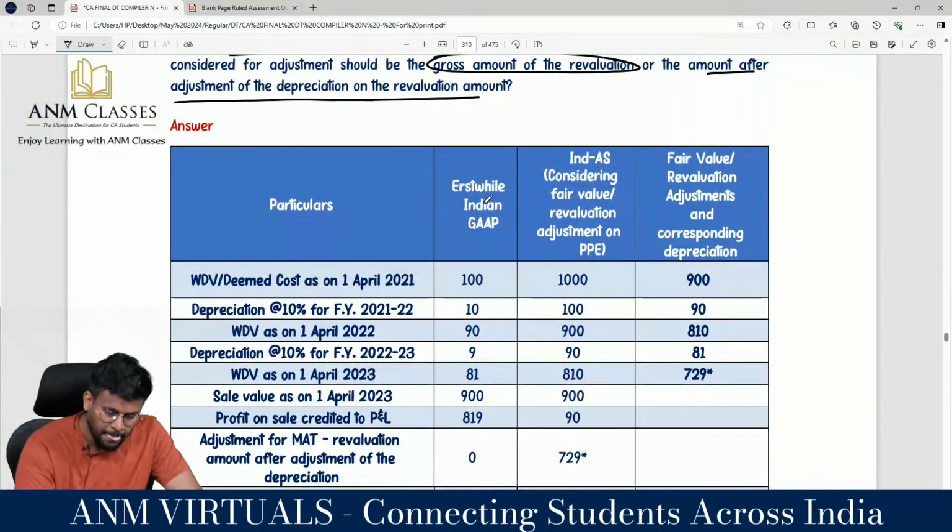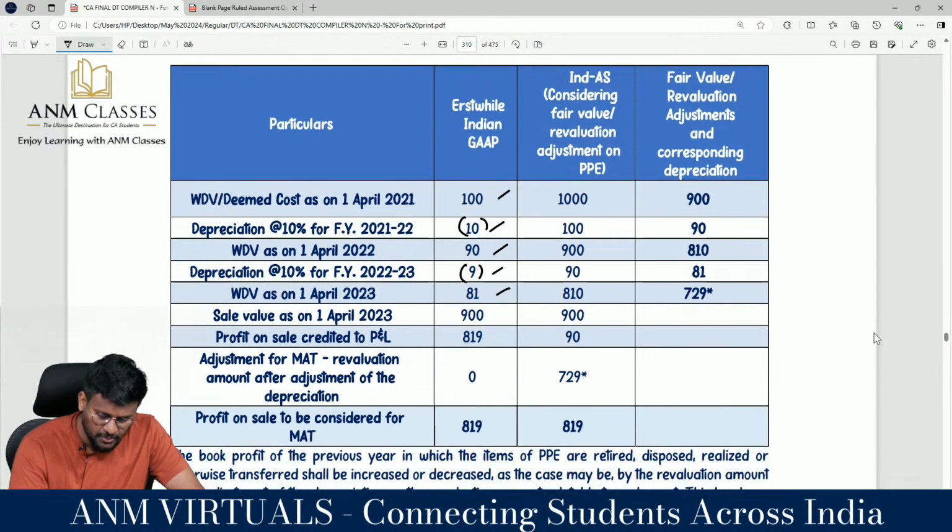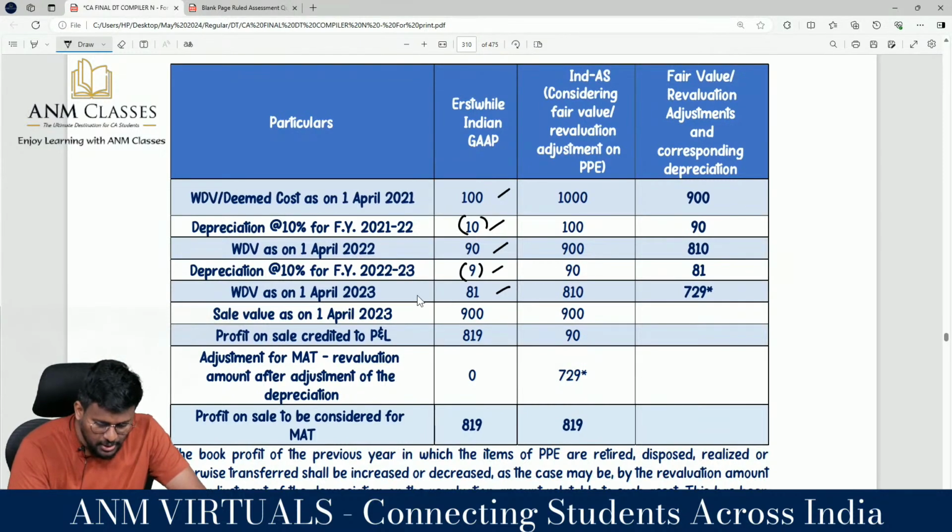For example, the old system was deemed concept. We are having 100 rupees. We have claimed 10 rupees depreciation. So the cost has become 90. Again, we have claimed 9 rupees depreciation. The cost has become 81. 81 rupees asset has been sold for 900 rupees. So 900 minus 81 means we will be earning a profit of 819 rupees.